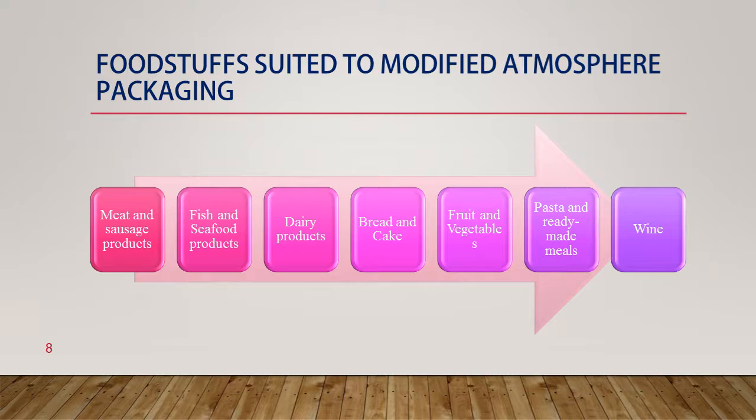Now the next slide contains foodstuffs suited to modified atmosphere packaging. There are various foodstuffs which can be used for modified atmosphere packaging, like meat and sausage products, fish and seafood products, dairy products, bread and bakery products like bread, cake, pastry, fruits and vegetables, pasta and ready-made meals, wine, whiskey, and many more things.